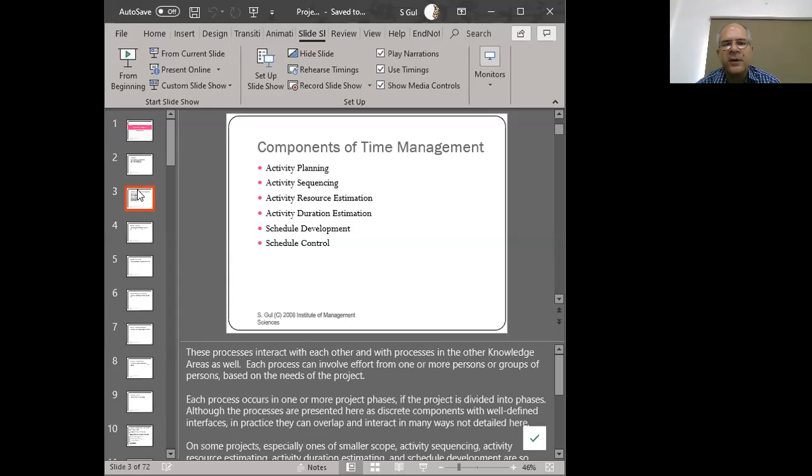Some of these people can be working full-time, some can be working part-time, etc. So some sort of combination has to be thought out so that these 40 hours could be completed in the 2 days. So that's the activity resource estimation.